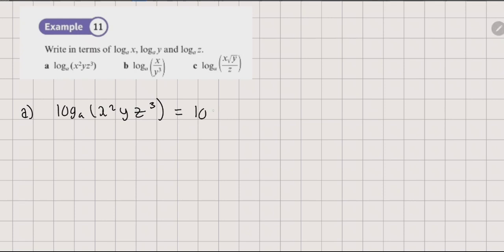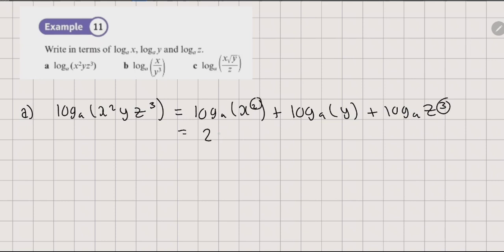And so we can use our multiplication rule to do this. So this is equal to log base a of x squared add log base a of y add log base a of z to the power of 3. And then we can use our power rule to bring these powers down. So this is just equal to 2 log a of x add log a of y add 3 log a of z.